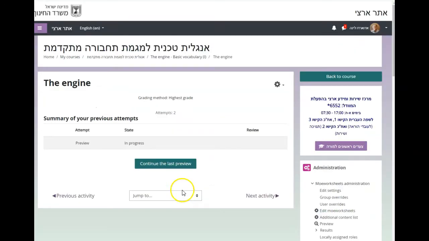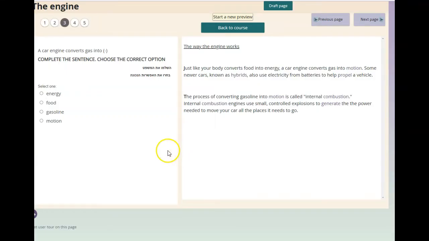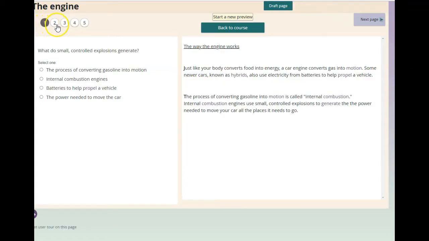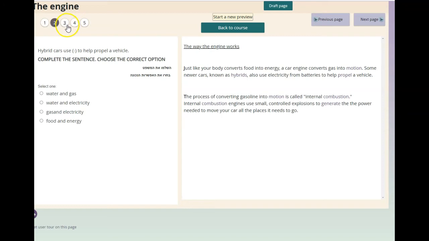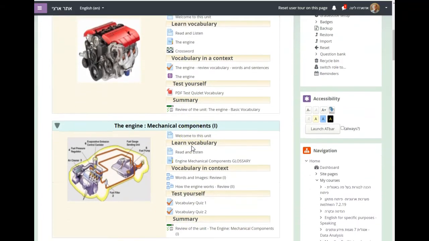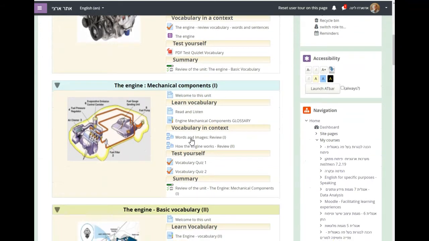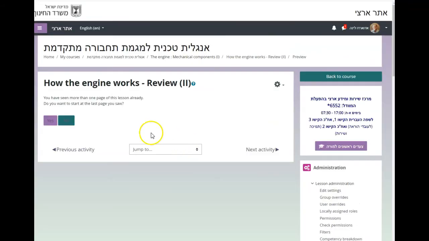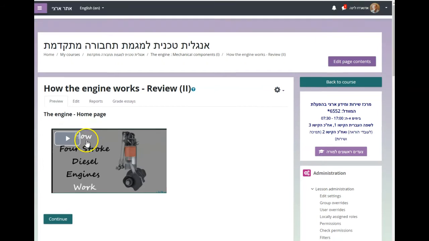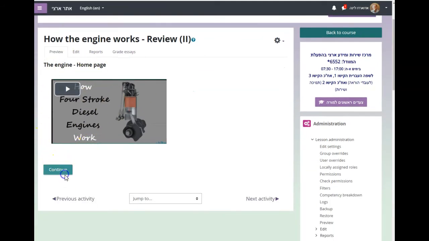Ministry of Education Moodle worksheets provide a wide variety of question types that will enable pupils to acquire vocabulary, and recognition plays a central part in that. We can further expose pupils to vocabulary by using, for example, Moodle lesson, another Moodle activity.